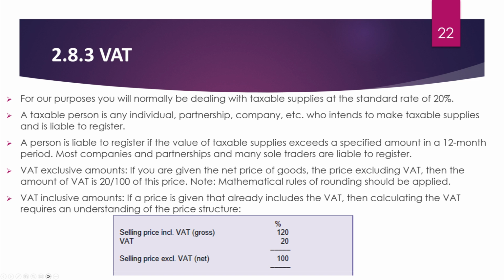VAT exclusive amounts: if you are given the net price of goods, the price excluding VAT, then the amount of VAT is 20/100 of this price. Note: mathematical rules of rounding should be applied. VAT inclusive amounts: if a price is given that already includes the VAT, then calculating the VAT requires an understanding of the price structure.